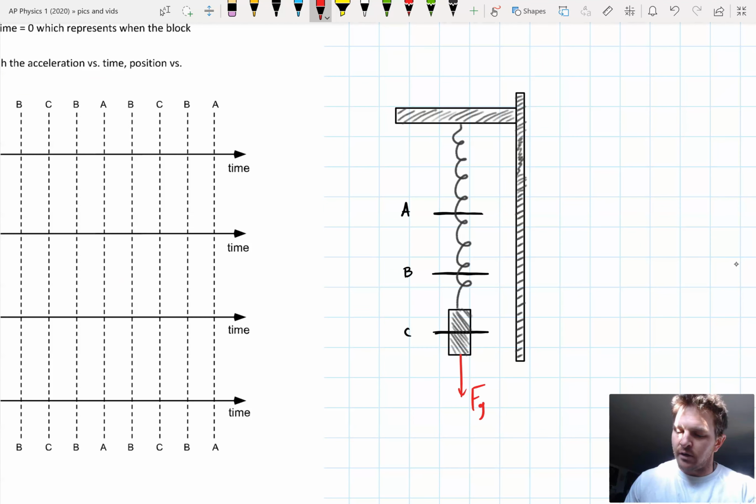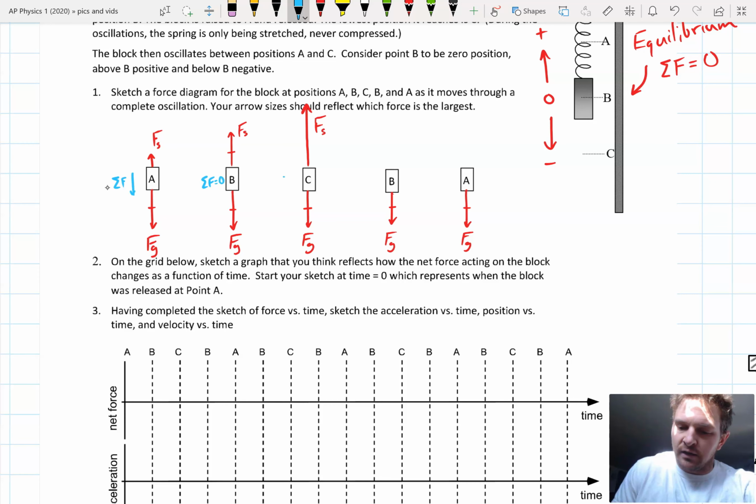To give us an idea of each of these positions: at A, the net force is going down. At B, the net force is 0. And at C, the net force is going up. It's going to be the same anytime it reaches those positions.